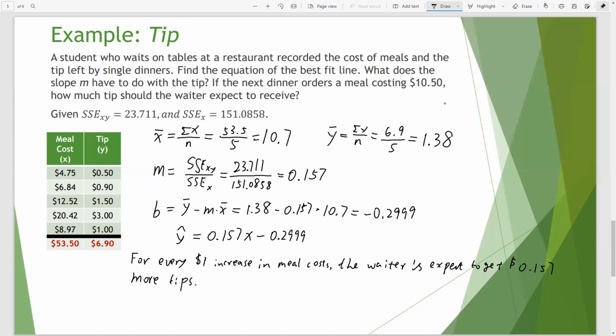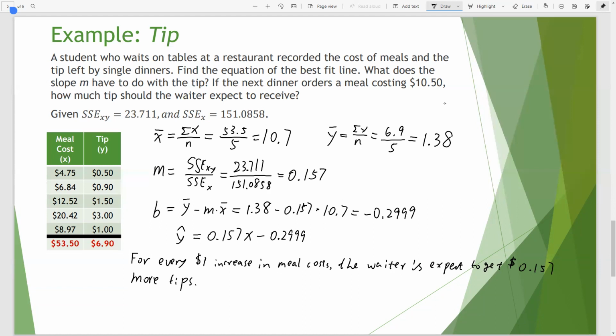Right? Here is 0.157 in dollars. You could put 16 cents, but here we have 0.157, so whatever, just put it. That is the amount of tips the waiter is expected to get.